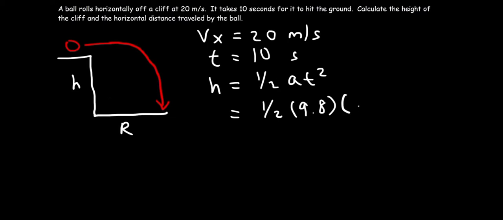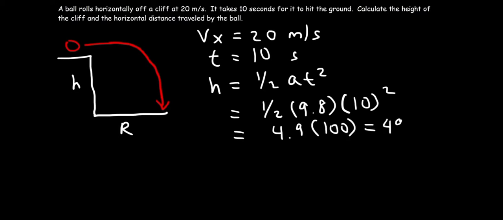And t is 10. Half of 9.8 is 4.9. 10 squared is 100. So 4.9 times 100 is 490. So that's the height of the cliff, since it takes 10 seconds to hit the ground.